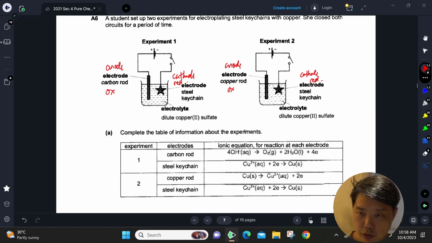Okay, so for the carbon rod, because it is inert, right? The species that will be discharged is your OH minus from the aqueous medium. For the steel keychain, it will be plated with the copper ions from the electrolyte. For experiment 2, right, because the anode is a reactive electrode, it will be preferentially discharged. Okay, so the copper itself will be discharged, and then the steel keychain as per normal will be plated with copper ions.